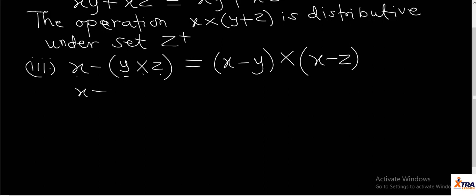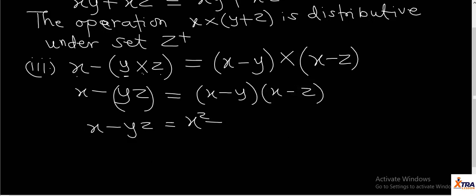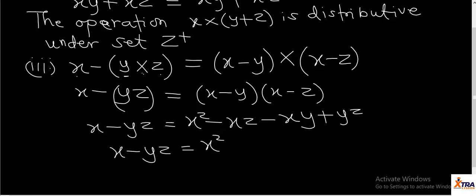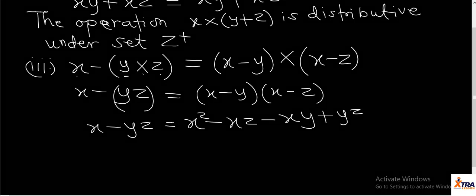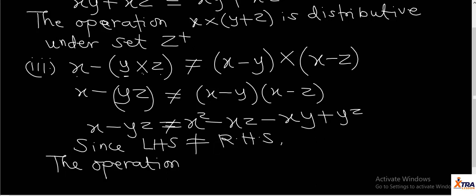Opening the brackets here, I will have X minus YZ equals, opening the brackets here, I would have X minus Y times X minus Z, which will further give me X squared minus XZ minus XY plus YZ. If you look at it, you realize that these two sides are totally different. And because of their difference, it means that this is not distributive, because the left-hand side is not equal to the right-hand side. So the operation X minus Y times Z is not distributive under set Z plus.